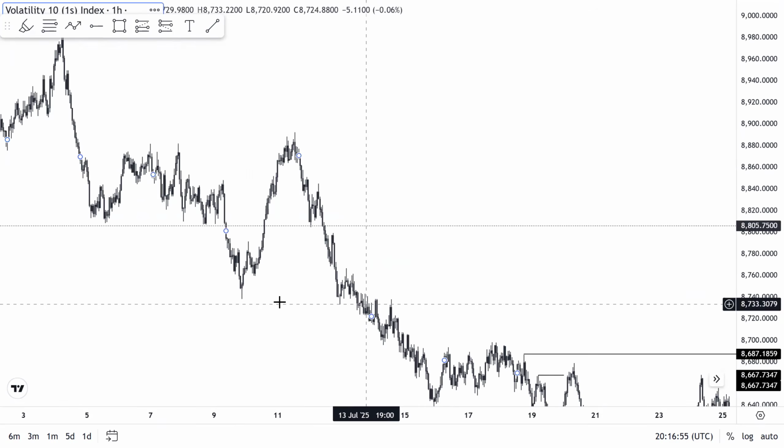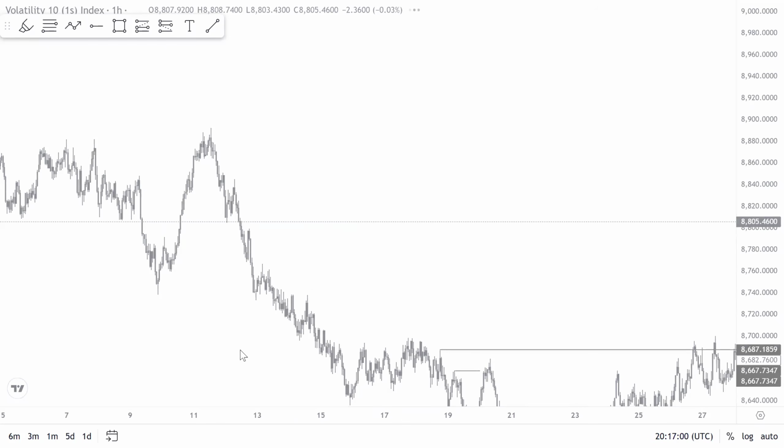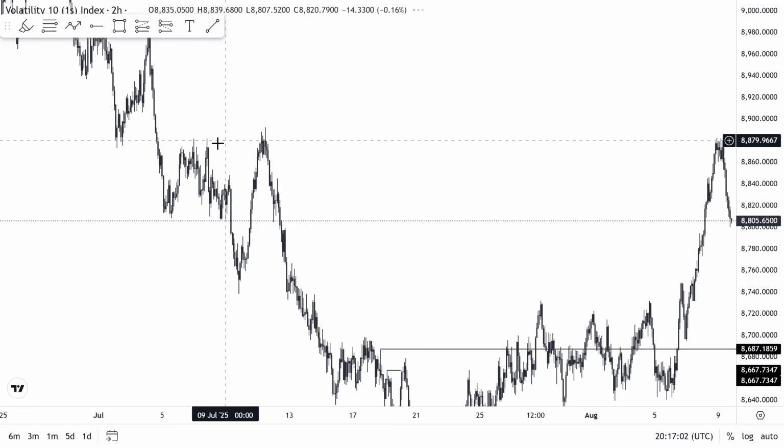So now, what do we have here? If you go down to your 2 hour, you can check your 2 hour, your 1 hour, whatever time frame you want to check. We have what? A sweep of this side.